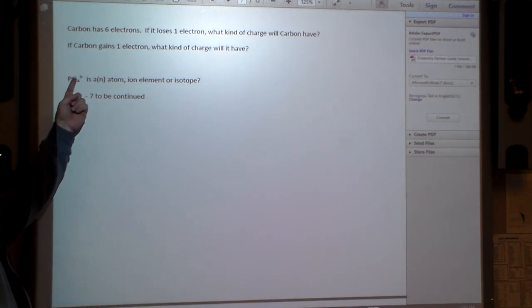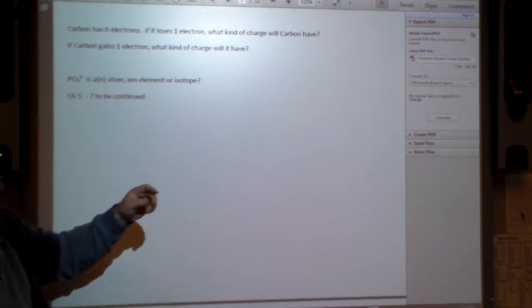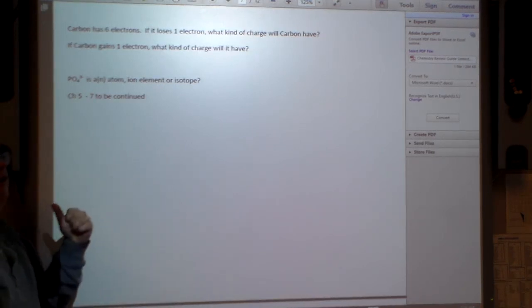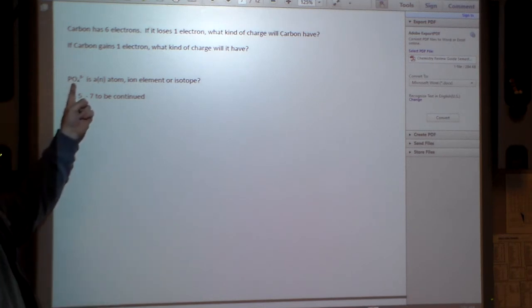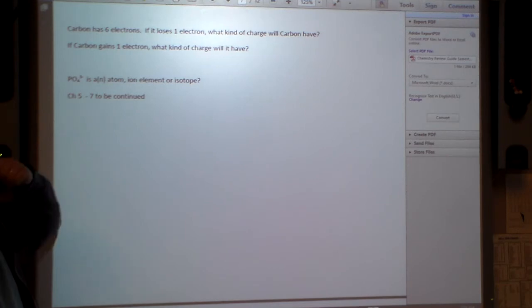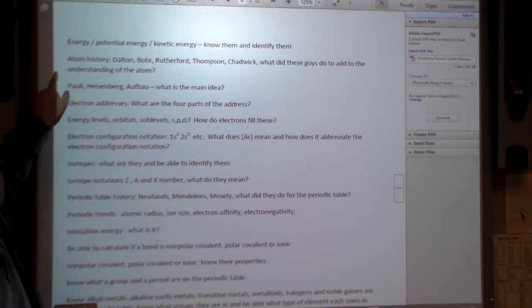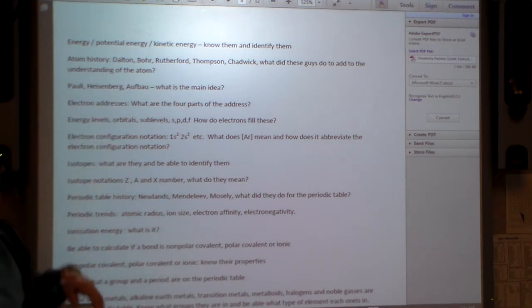Okay? Now, PO4 3-, is that one atom? Is it an ion? Is it an element? Or is it an isotope? This is an ion, a polyatomic ion, to be specific. Okay, let's move on here. I already covered a lot of stuff.